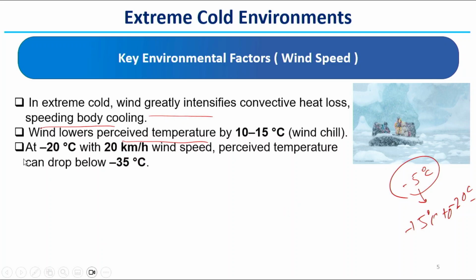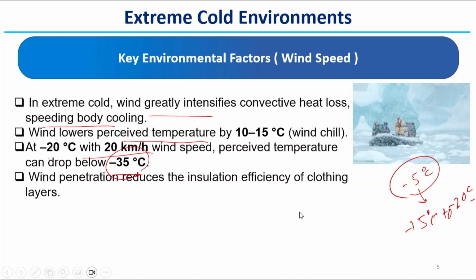At minus 20 degree Celsius with 20 kilometer per hour wind speed, perceived temperature will be dropped by 15 degree Celsius. That is, a person can feel the temperature like minus 35 degree Celsius. So, that is called wind chill effect. When the wind blows, we should protect ourselves in a different way.